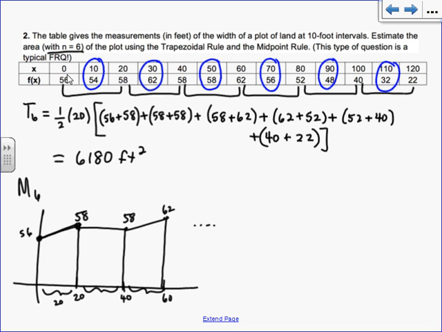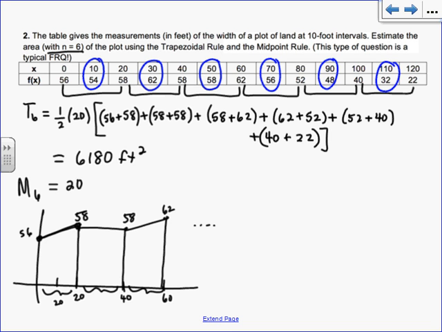So basically, if I was doing a little rough sketch of the first few, so you can see it, we'd have 0 and 56, and we have 10 and 54. So when we create our rectangle, we use the one that's in the middle, okay? And then we had 58, 62, so we would use the one that's in the middle, okay? So that's how the midpoint rule works.